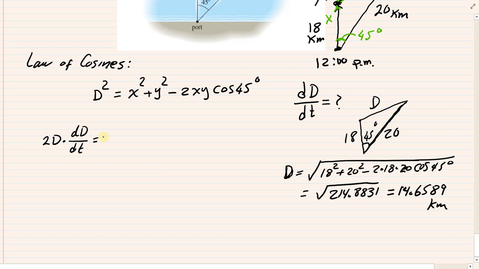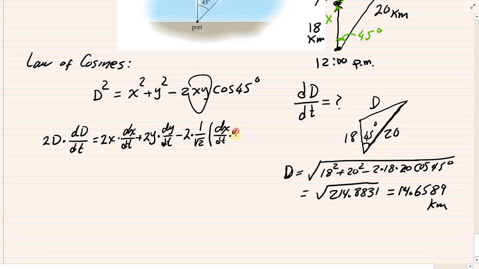The derivative of x squared would be 2x, but then remember dx/dt. Derivative of y squared, 2y, dy/dt. And then negative 2 times, in fact, cosine of 45 is 1 over root 2. Let's do that one. Now, xy, derivative of xy, we're going to use the product rule. That's derivative of x, dx/dt, times y, plus derivative of y, dy/dt, times x. So I did derivative of first by second plus derivative of second by first.